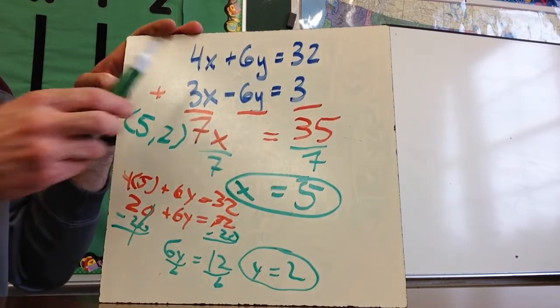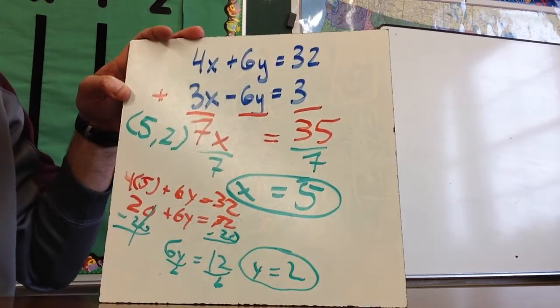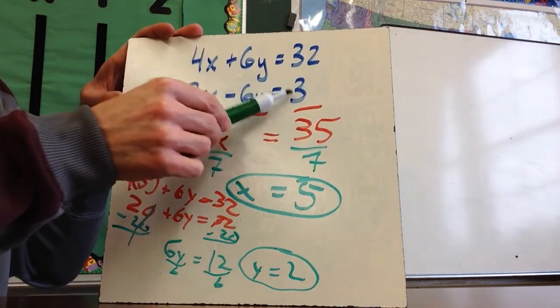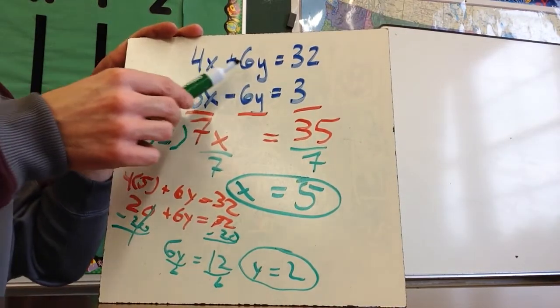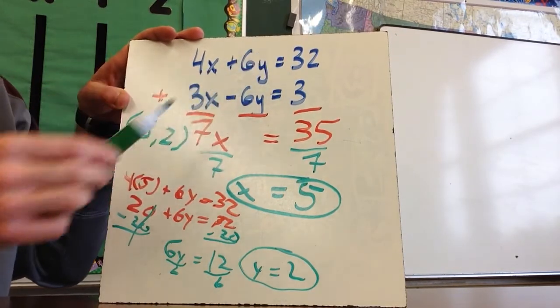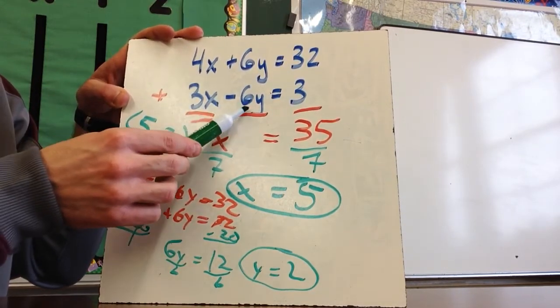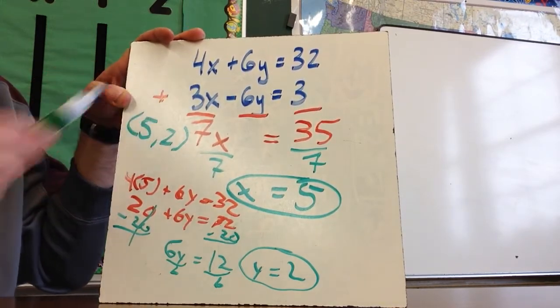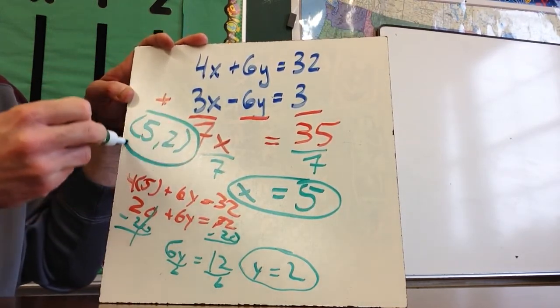Now to check my answer, I can put a 5 in here and a 2 in here and make sure that statement is true. And then I can also put a 5 in here and a 2 in here and make sure that statement is true. 20 plus 12 is 32. 15 minus 12 is 3. Since 5 and 2 work for both equations, this is my answer.